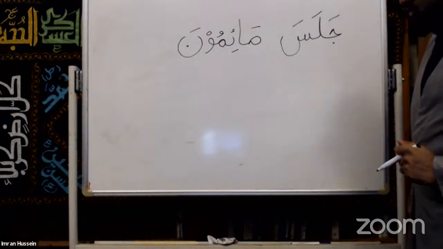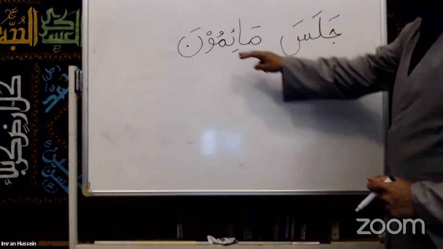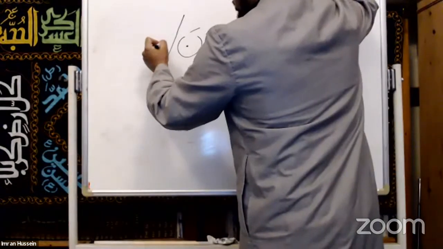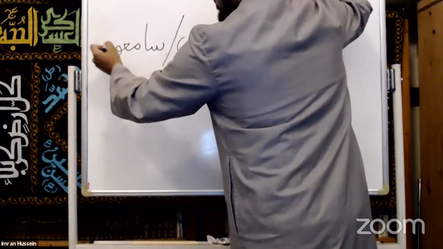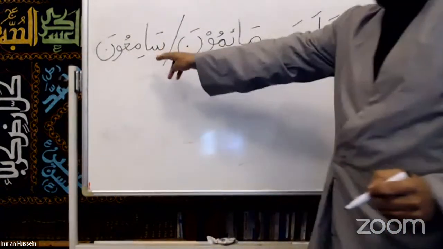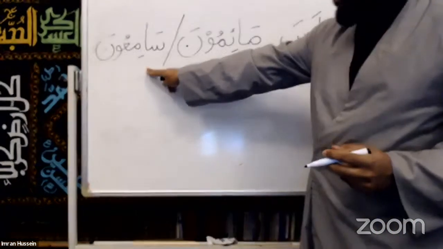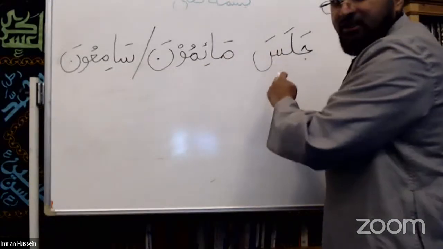Yes, Sheikh. So here, jalasa sami'una. Jalasa sami'una, it means that... Sami'una or is it sa'imuna? I did sa'imuna instead. Sami'una, okay? You got it on the board as well now. Sami'una means the listeners, okay? So the listeners sat, or the people who are fasting sat, yes? That's number one.